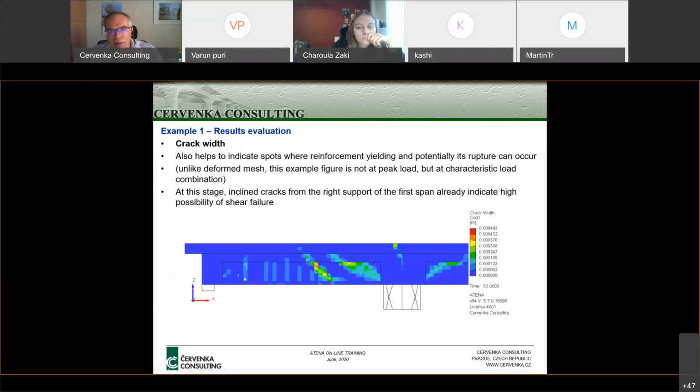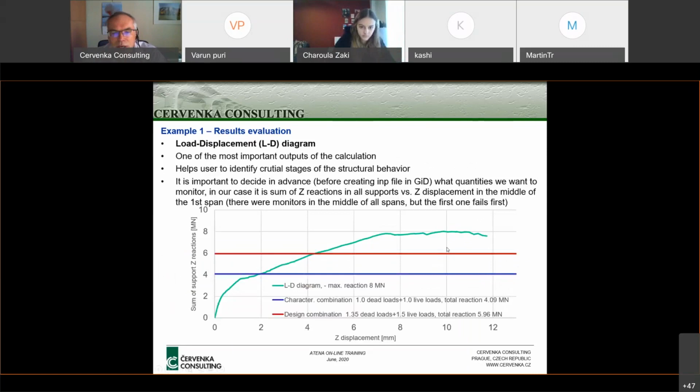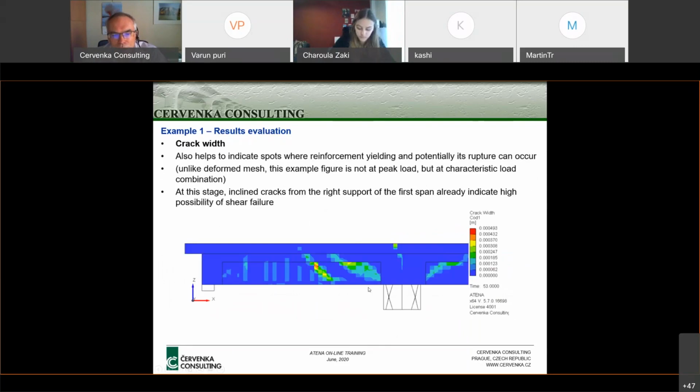Now, these evaluations that I'm talking about are really specific to ATENA. In ATENA, if we want to understand how our structure behaves, I always recommend first to look at the deformed shape. From that, we already have an idea. Deformed shape at failure, just behind the failure load. So that means at the end of this load displacement diagram. Next thing would be to look at the cracks. This picture shows the crack openings. This already indicates to me that we have some development of a diagonal crack.